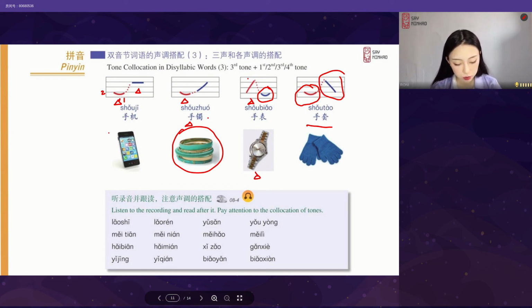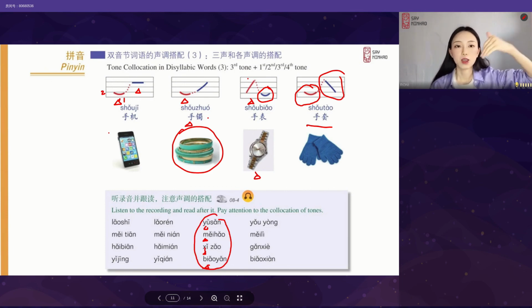Okay, now let's try to practice this part, this line, okay? Because there are two third tones, so we will change the first one into second tone, right? So read after me. 雨伞. Okay? First one is second tone and second one should be half third tone, okay? 雨伞. Next one is 美好. Read after me, please. 美好.